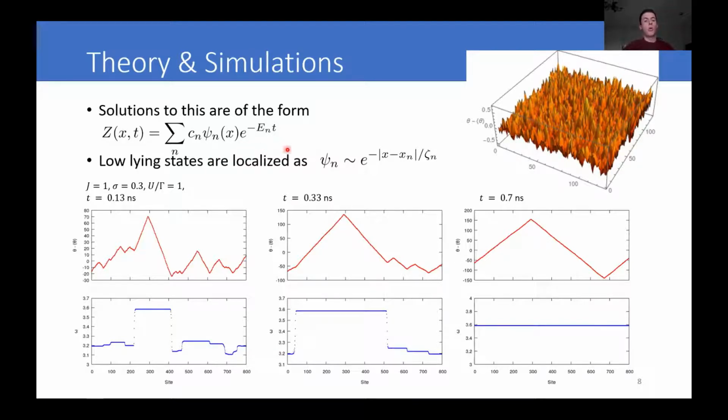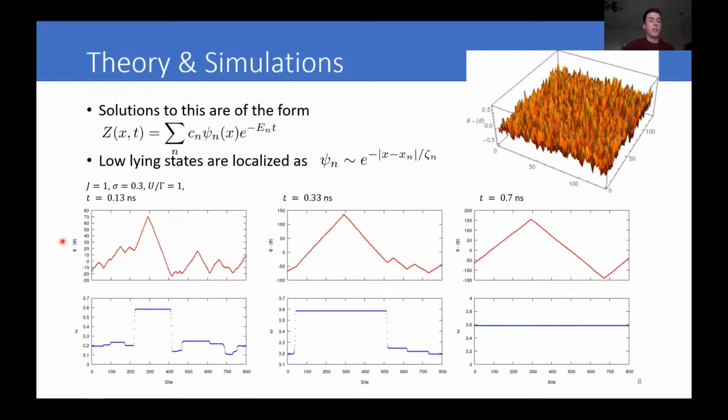Furthermore, for random potential, we know that the low-lying states are going to be localized in the dimensions that we're interested in anyway, in 1 and 2 dimensions. So yes, the answer will look a bit like this. And we can check this theory by looking at some phase profiles.